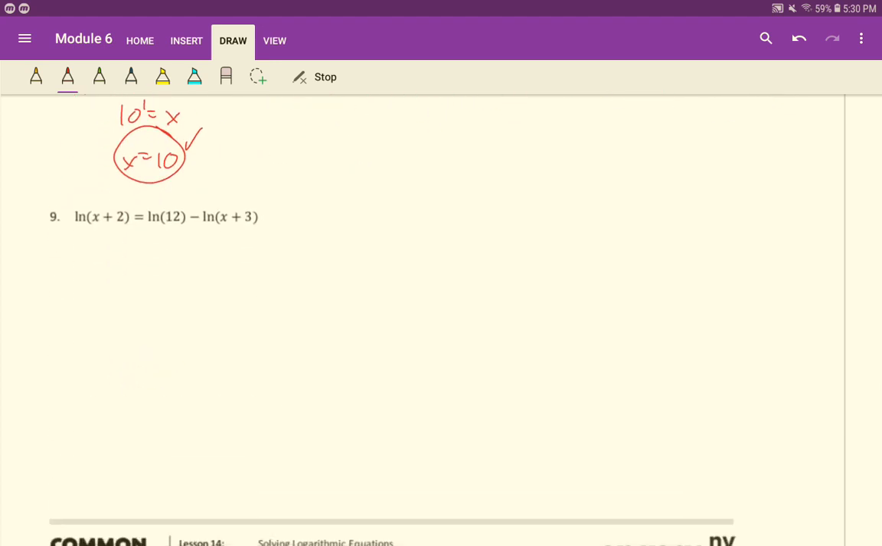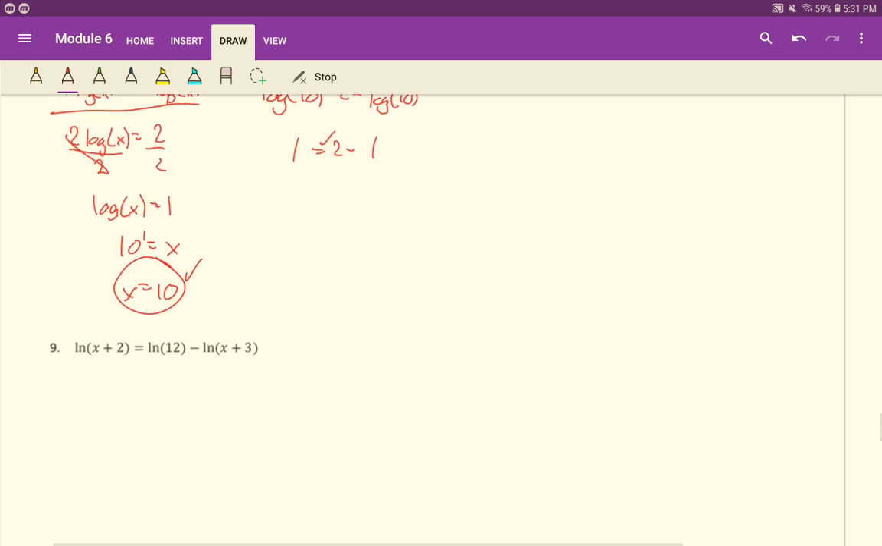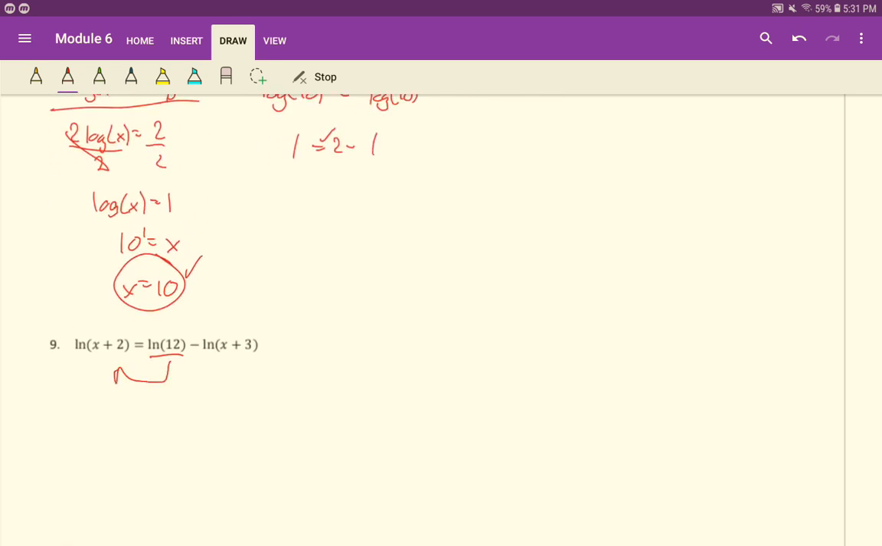Okay, number 9. Again, multiple logarithms here. So what we can do here is, since we have only logs on either side, we could just get a single log on the left-hand side and a single log on the right-hand side and simplify from there. Or we can just move everything over. You kind of do whatever's natural to you. I think what would make the most sense here for what we've been doing is to get all of our logarithms over to one side and then combine them together. So let's do that. We'll subtract natural log of 12 from both sides, and we'll add natural log of x plus 3 to both sides.